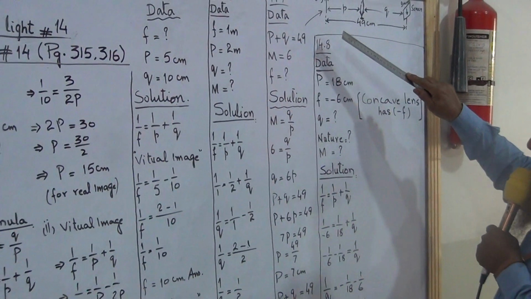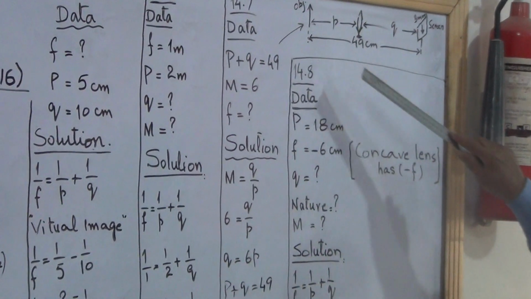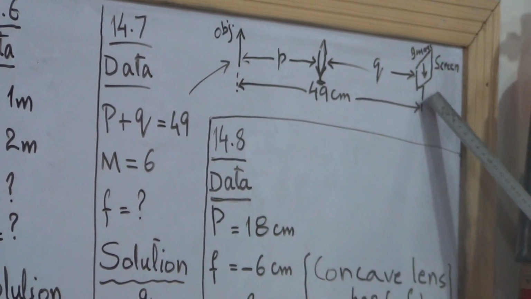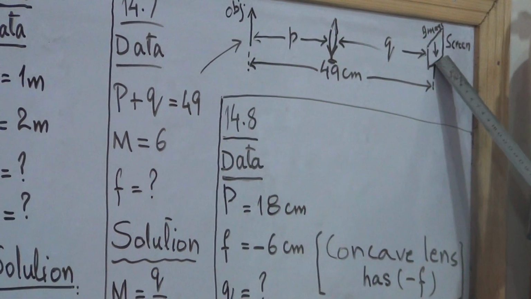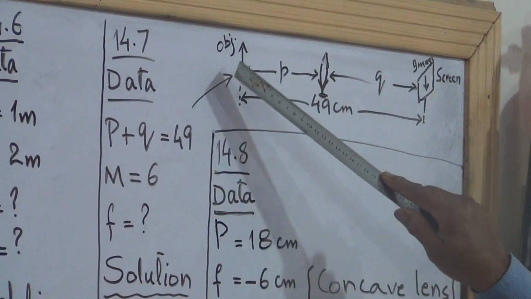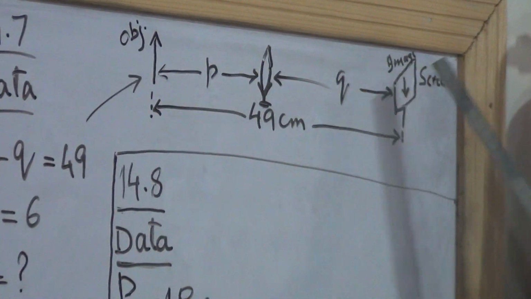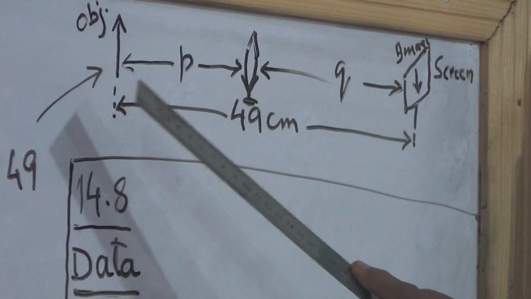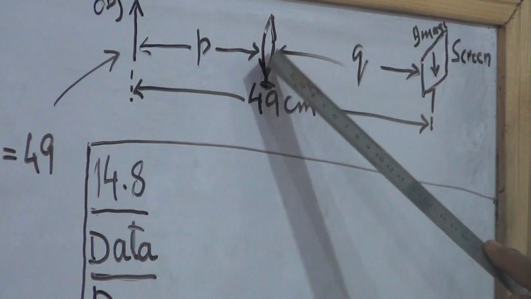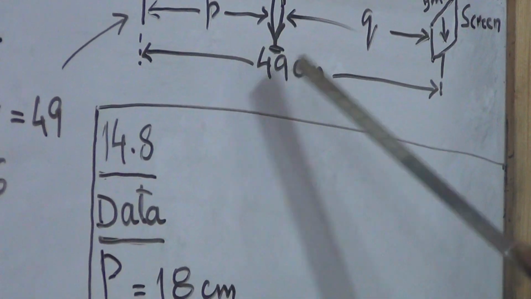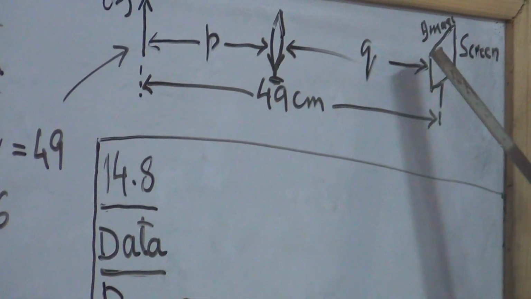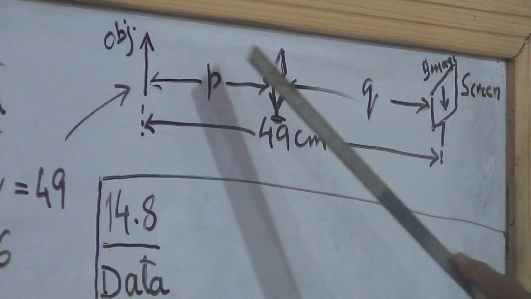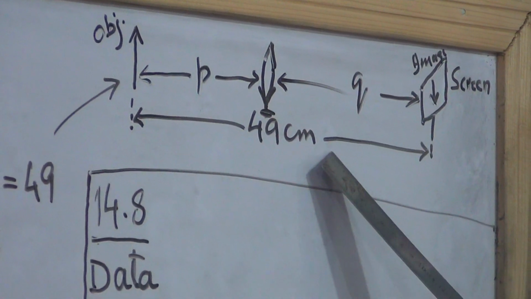The object is placed in front of the convex lens and its image is formed at this screen. So the distance between the object and image is 49 centimeter. We know that the distance of the object from the lens is P and the distance of the image from the lens is Q. So when we add P plus Q, that becomes 49 centimeter.